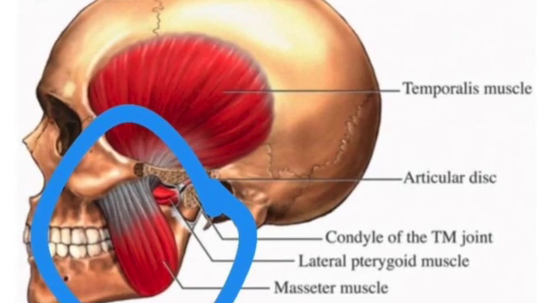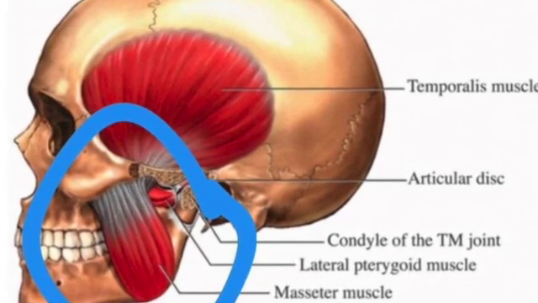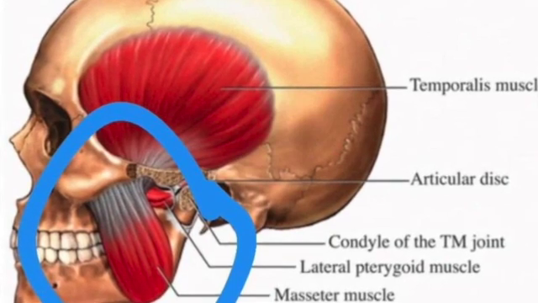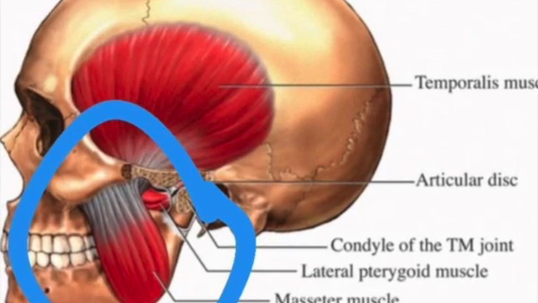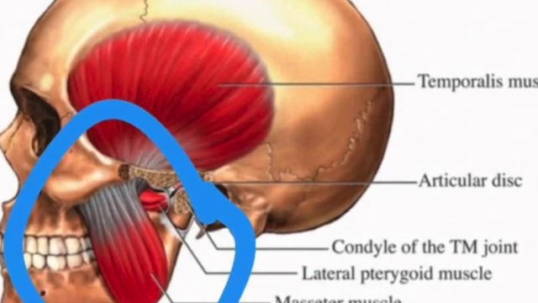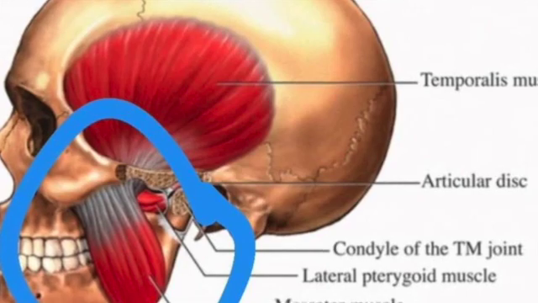Then comes this masseter muscle. It is a paired, strong, thick muscle that originates from the zygomatic arch and it extends down to the mandibular angle. It is also a masticatory muscle. Its function is basically elevation and protrusion of the mandible.